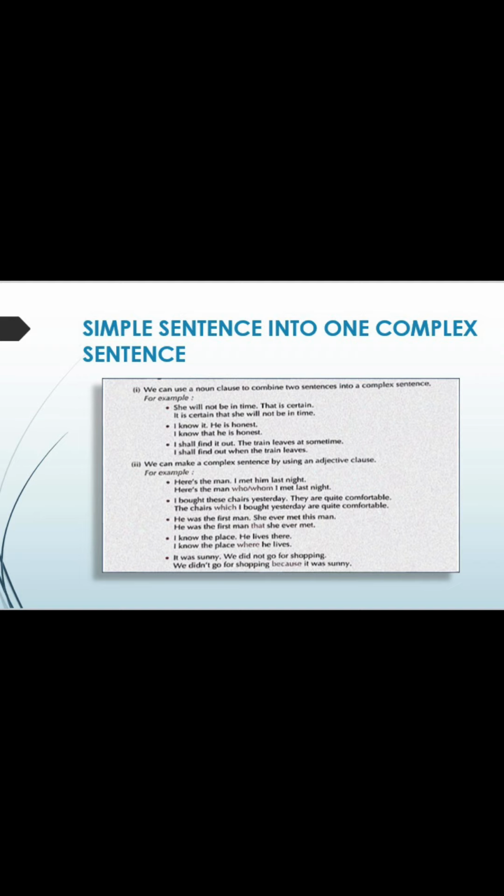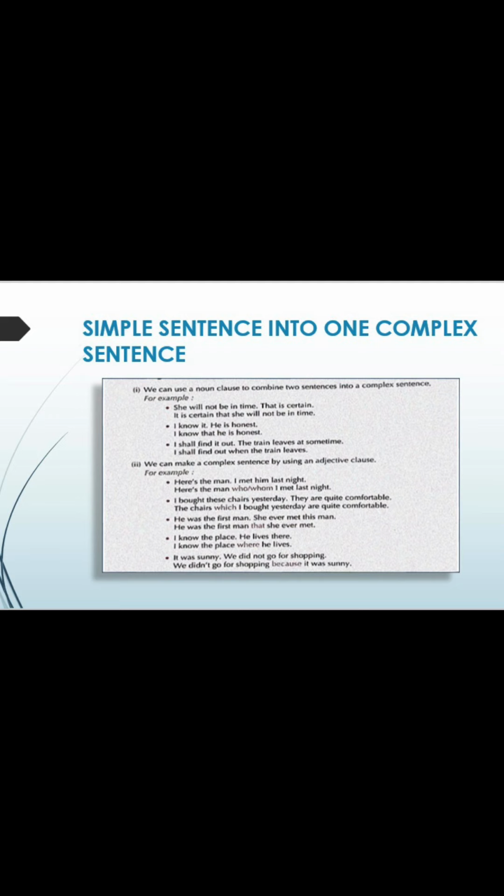Now if we are using an adjective clause, then what happens? Here's the man, I met him last night. So what would it be? Here's the man who or whom I met last night, right? So if I say it was sunny, we did not go for shopping. So what would it be? We didn't go for shopping because it was sunny. This is the fifth sentence, right?